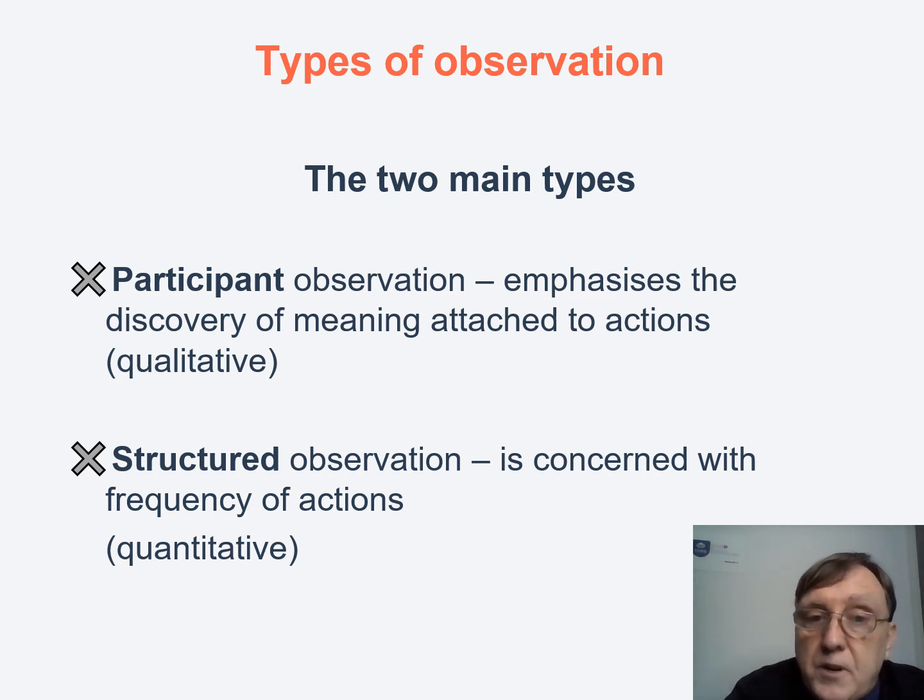So the two main types: participant observation emphasizes the discovery of meaning attached to particular actions, qualitative, and structured observation is concerned with frequency of actions, quantitative. So if we looked at, as an example, the meaning attached to actions, so how many people would walk into a store and actually start interacting with a particular product, how many people pick it up and touch it, what they're doing with it, how they actually act towards it, would be the participant observation. The structured would literally be how many people are walking in and out of the door or in and out of that particular area.